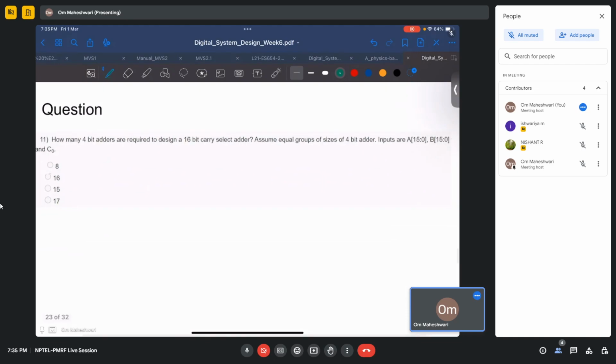Okay, so this is an interesting one. How many 4-bit adders are required to design a 16-bit carry select adder? Assume equal groups of sizes 4-bit adder. Inputs are A15 to A0 and B15 to B0 and C0.